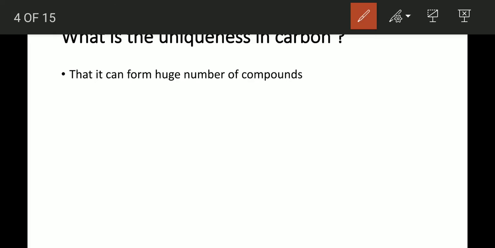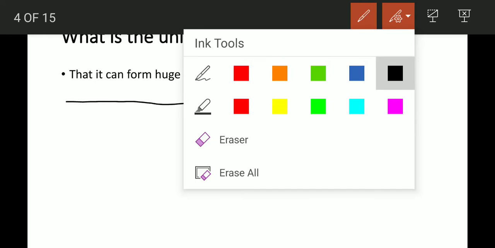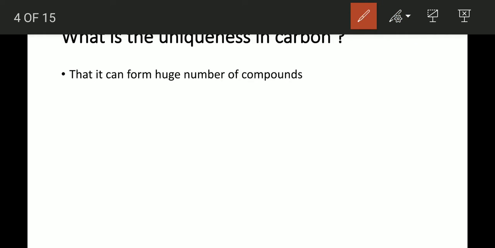Because it can form a huge number of compounds. Carbon can form a huge number of compounds because it uses covalent bonds. That's why it can form so many compounds.